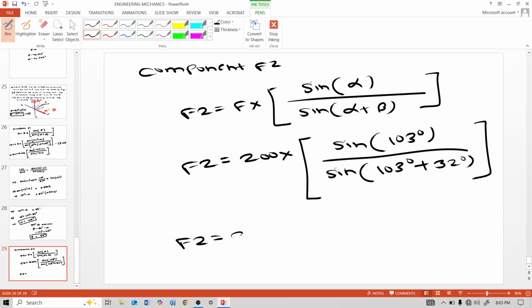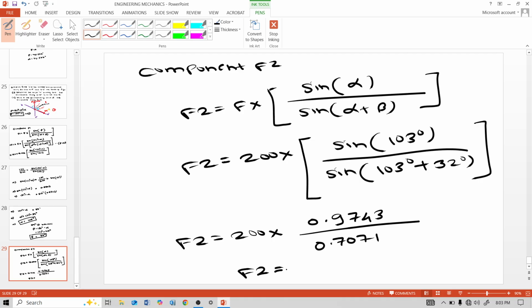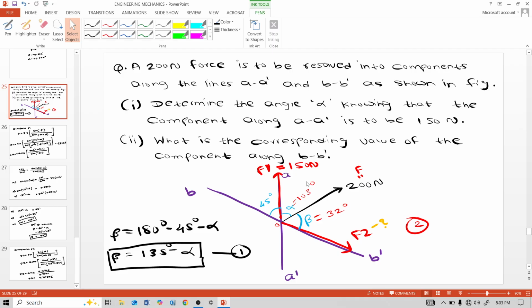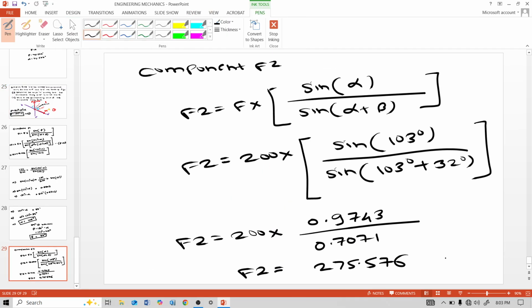So 200 into sine of 103 degree, which is 0.9743, upon sine of 135 degree, which is 0.7071. So this F2 will be 200 into 0.9743 upon 0.7071, which is 275.576. And for the unit, F is in Newton and F1 is also in Newton, so the unit is the same, Newton. So our second objective is also completed.